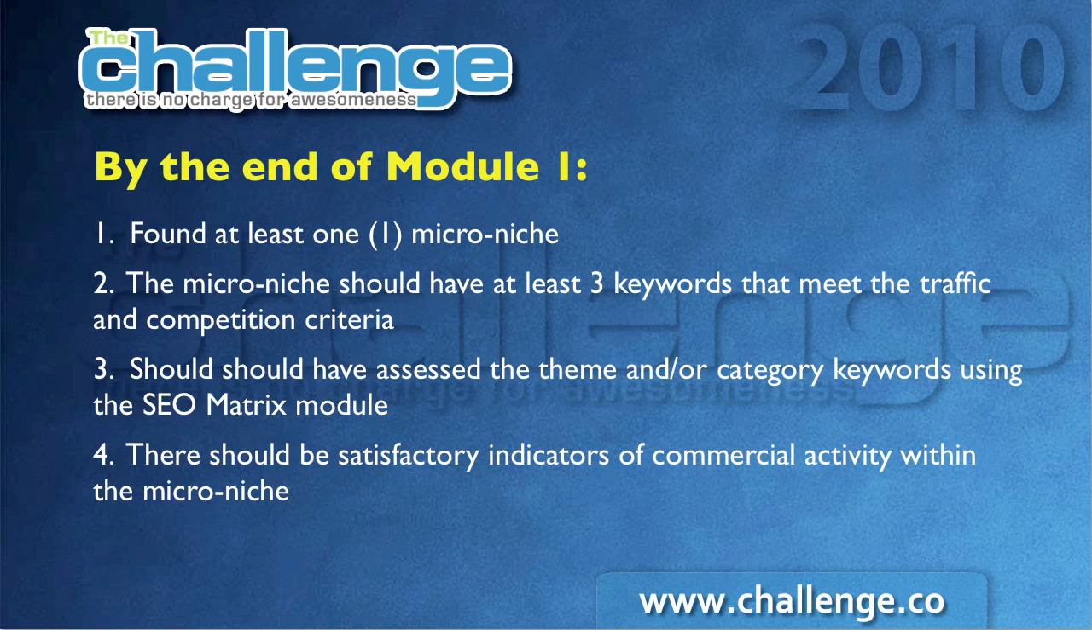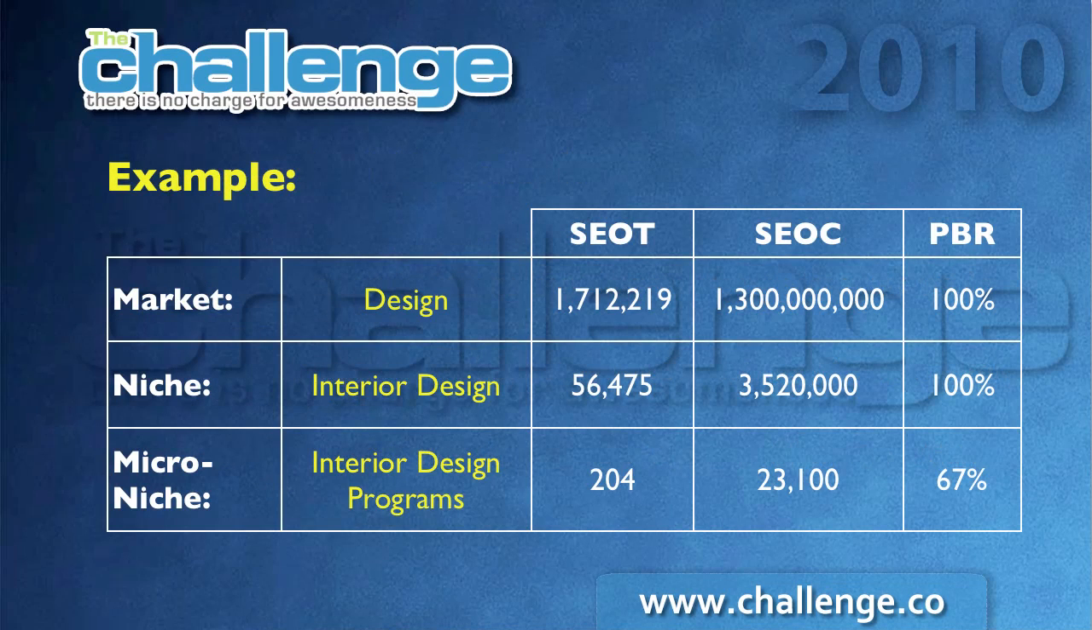And lastly, as I've taught you today, you're looking for indicators of commercial activity, that someone's making money within that niche. Now, just before I finish, I thought I'd quickly go through an example, just how I go quickly through this process.